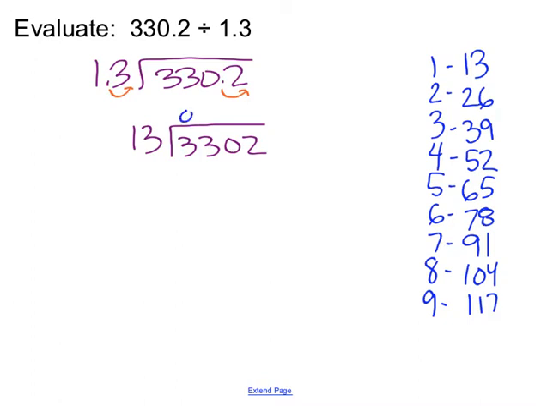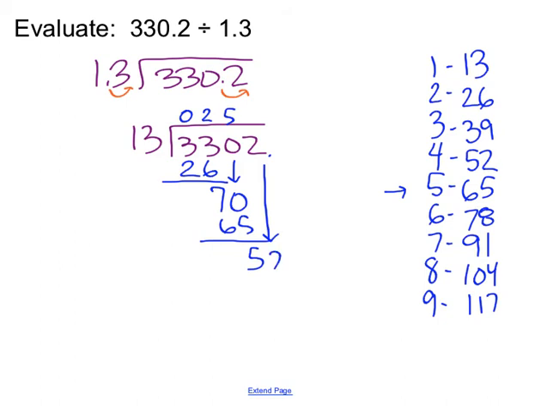13 goes into 0 once. 13 goes into 33 twice. 2 times 13 is 26. 33 minus 26 is 7. Bring down the 0. 13 goes into 70 5 times. 5 times 13 is 65. 70 minus 65 is 5.